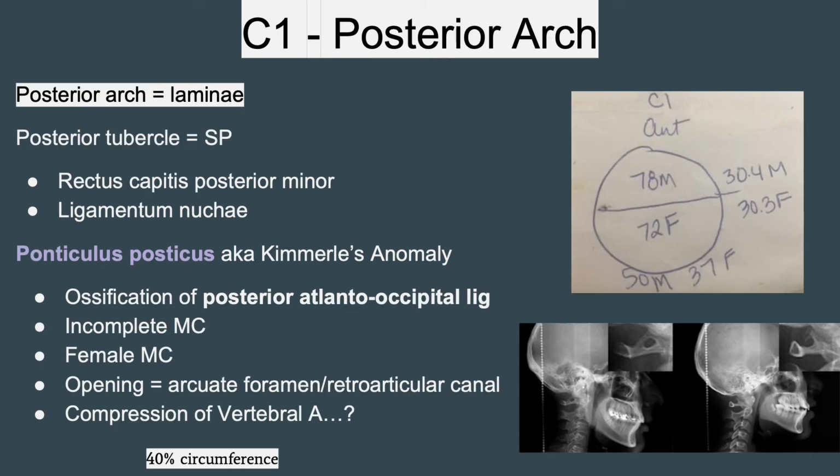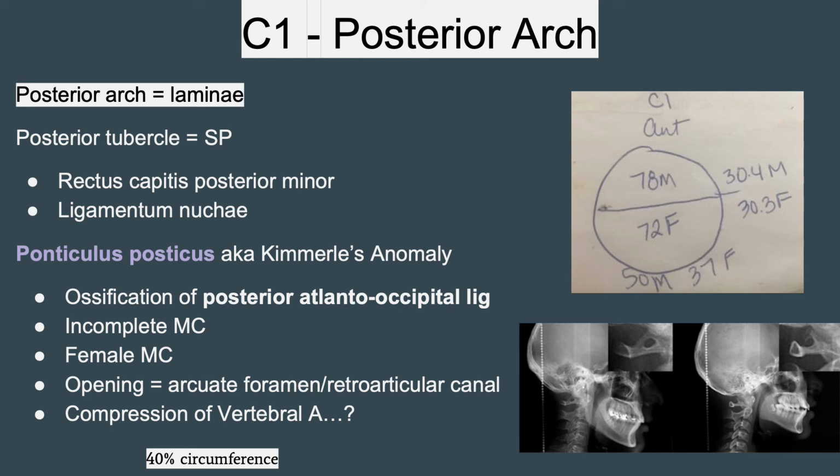Moving on, the biggest proportion of C1 is going to be the posterior arch. That is homologous with the lamina. It makes up 40% of the circumference, and the posterior tubercle that's found on that posterior arch is going to be a homologue of the spinous process. So those numbers on the bottom of page 66 are drawn out in that diagram to the right, and those are important numbers.